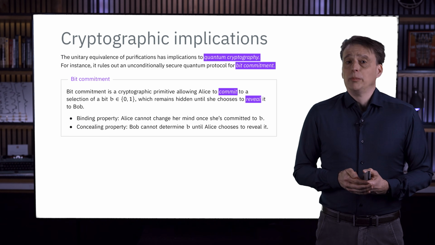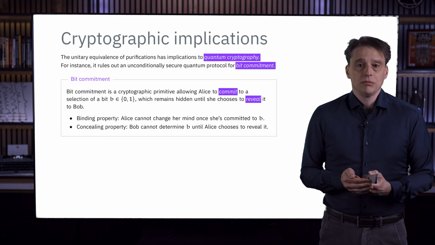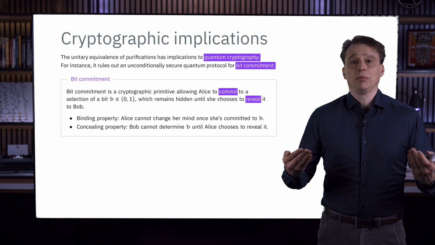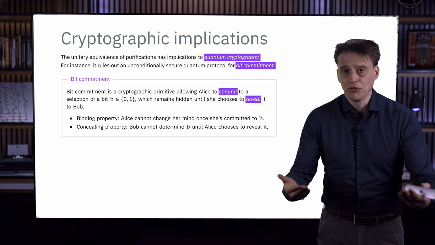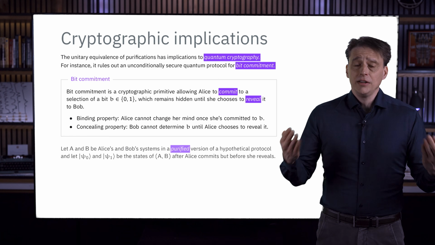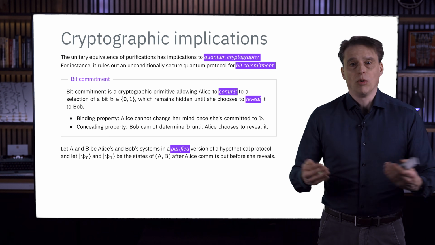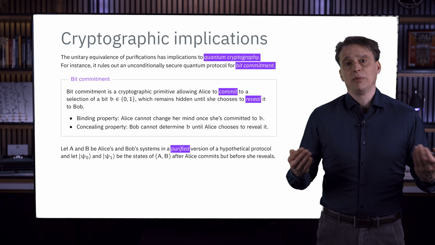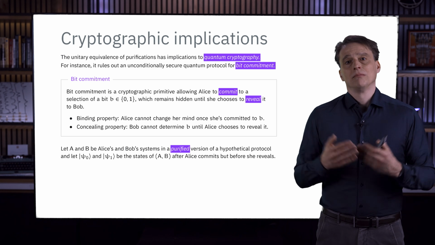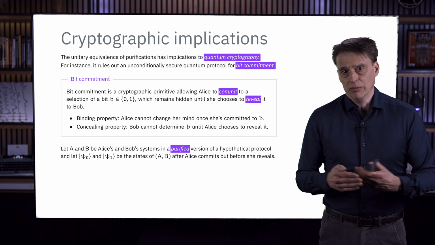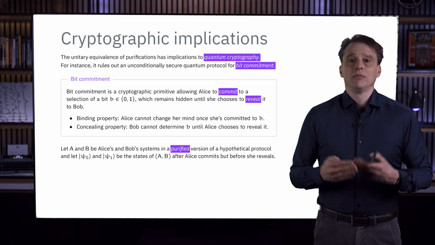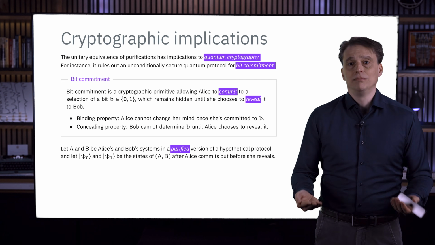So it would be pretty nice to be able to implement this primitive using quantum information, because it's a useful primitive, but without any additional assumptions, it turns out to be impossible to do it perfectly with quantum information, or even close to perfectly, and the unitary equivalence of purifications reveals that. The idea, at a very high level, is that if there were a quantum protocol for bit commitment, then there would have to be a so-called purified version of that protocol, where we can imagine that Alice has a system A, Bob has a system B, and after the commitment is made, but before Alice reveals, the pair AB is in one of two pure states, psi0 or psi1, depending on the bit that Alice commits.